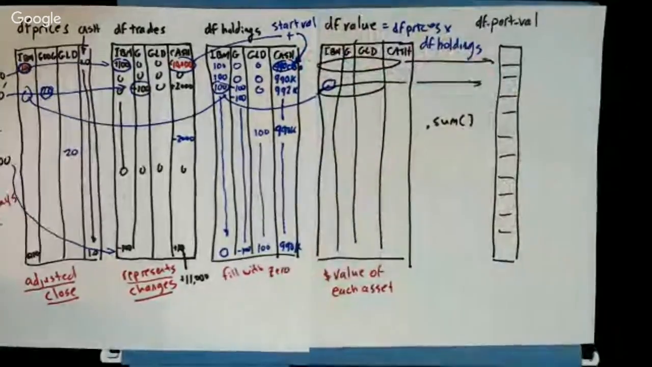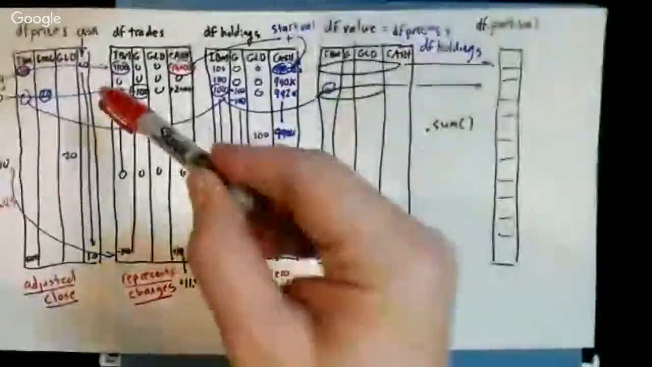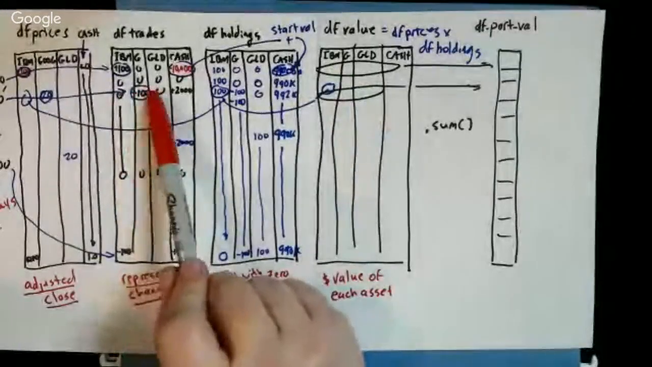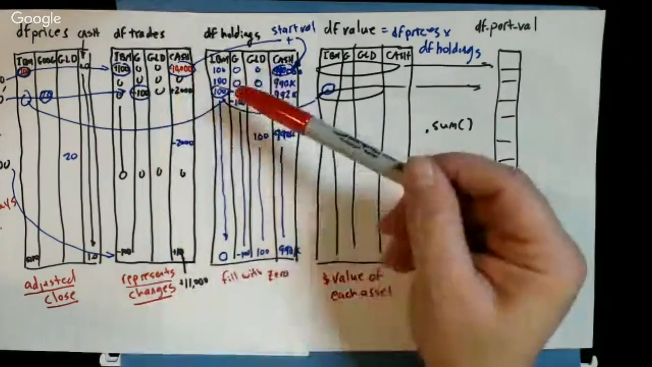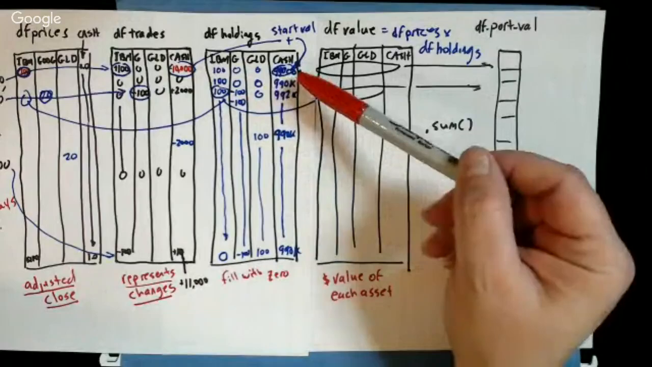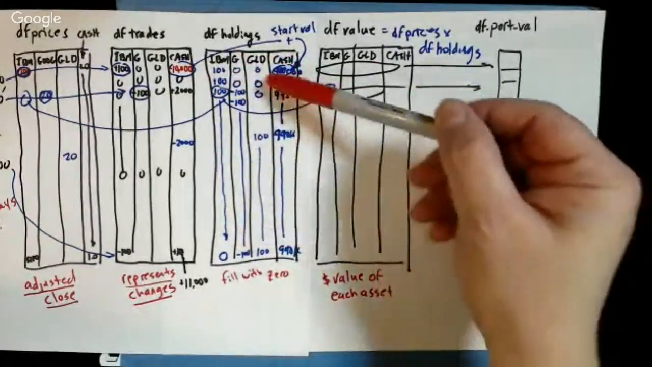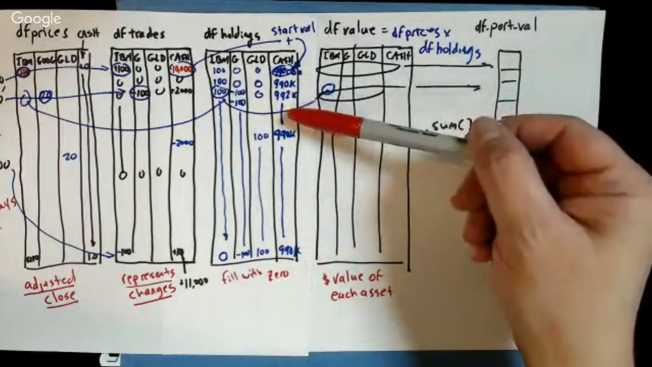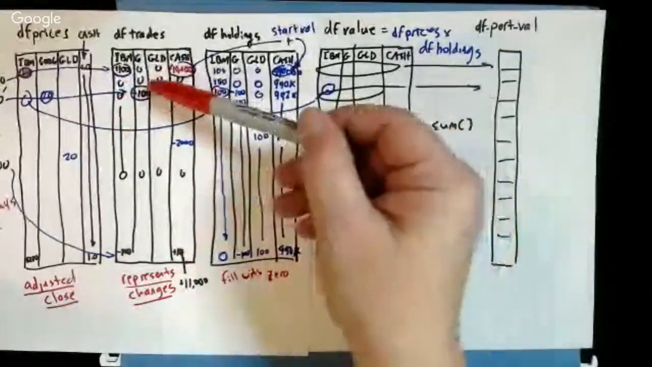What's the second line of DF Holdings? Well, on the second day, there were no transactions. So nothing changed in our holdings. We still have 100 shares of IBM, 0 of Goog, 0 of gold, and we've got the same amount of cash. So nothing changes in this matrix as we step forward unless there was a trade over here.